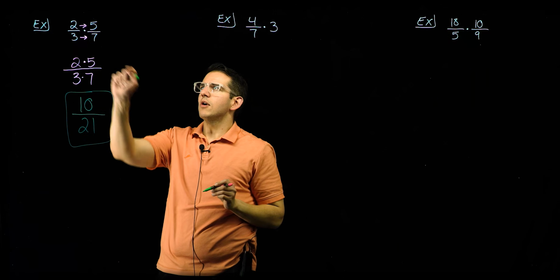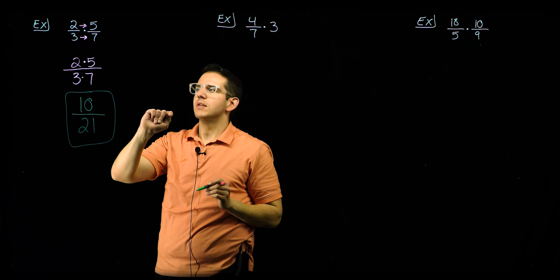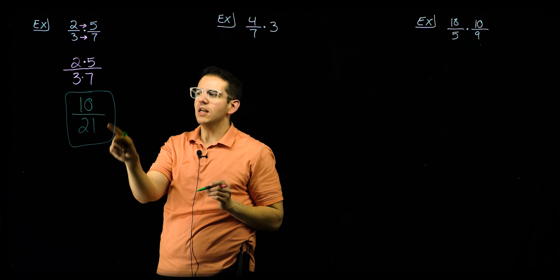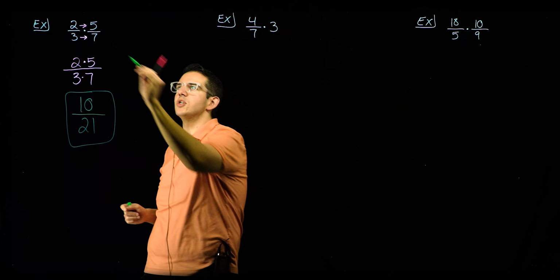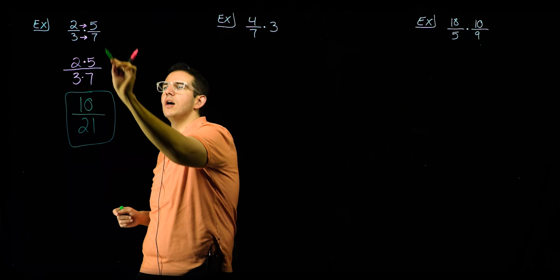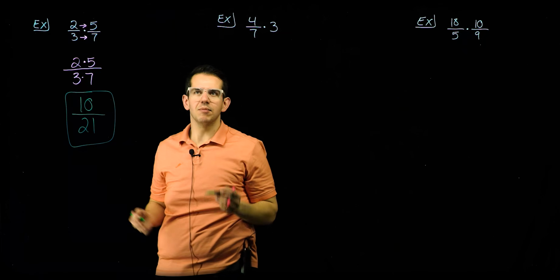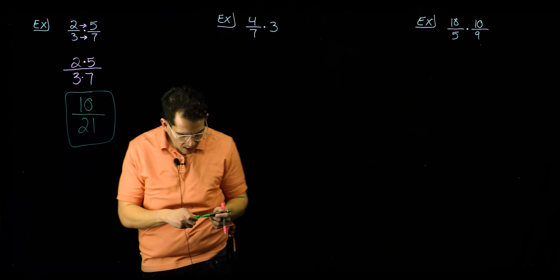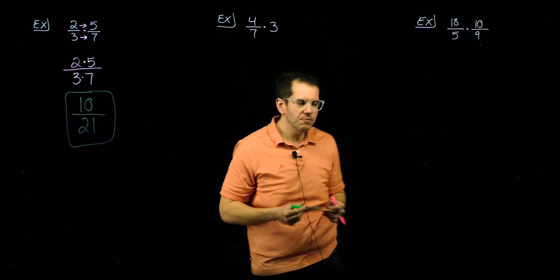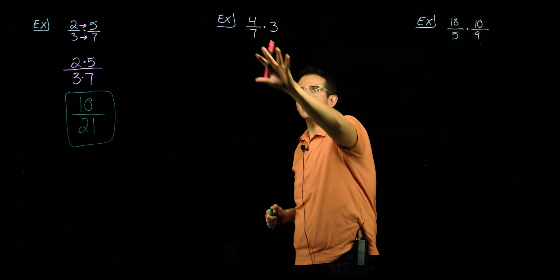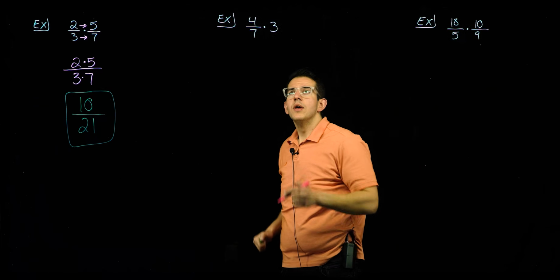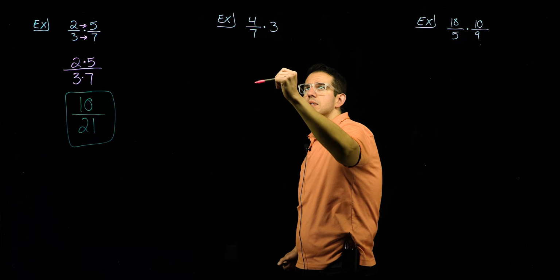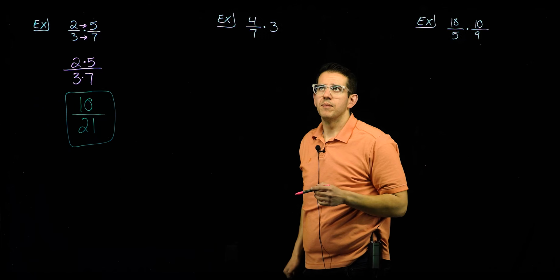So 2/3 times 5/7 is the same thing as 10/21, as we just multiply straight across, as we did, and simplify. Let's go ahead and try this again, but with a slightly different example. We have 4/7 times 3.